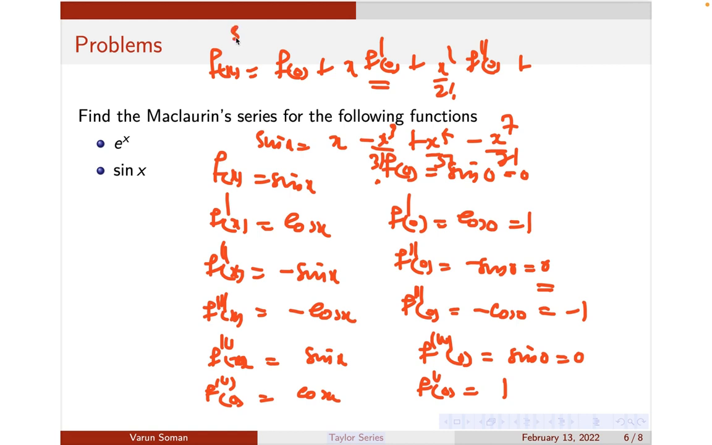What is the expansion of sin x? I am writing it again, x minus x cube by 3 factorial plus x raised to 5 by 5 factorial minus x raised to 7 by 7 factorial plus x raised to 9 by 9 factorial plus etc. So in the examination, if you are asked, you can stop it with x raised to 5 by 5 factorial. Okay, so this is the expansion of sin x.